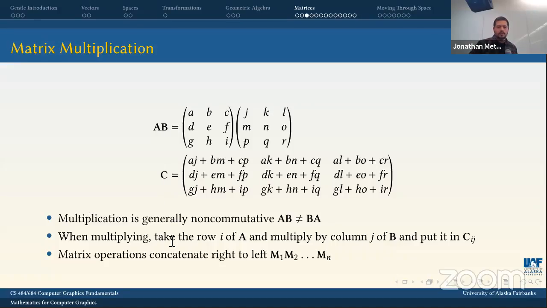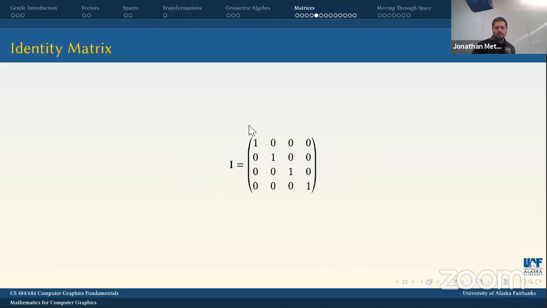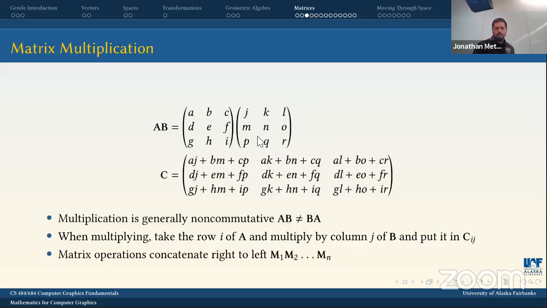Okay, so when you multiply, you take row I of matrix A and multiply it by column J of B, and you basically do the dot product between them. So if you look over here, you have A, B, and C times J, M, and P. So it's like taking the dot product for each one of these.